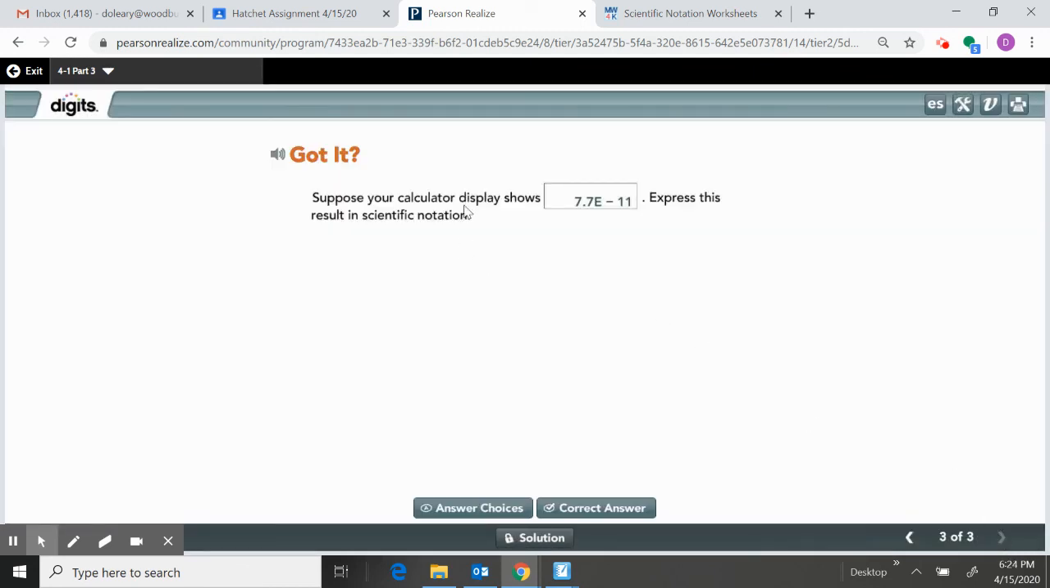All right, and last one, suppose your calculator display shows 7.7 E negative 11. Express this result in scientific notation. So you have your answer choices. Hopefully you can come down here and find your answer easily. So when you log on, figure out this answer. You can always click correct answer. It'll show you the correct answer and then solution. So your goal today, go back over part 3 of Digits Lesson 4-1.